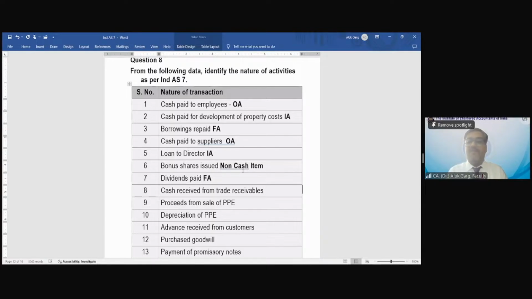Cash received from trade receivables. Operating activity. Changes in working capital. So you got the cash from the customer. Operating activity.